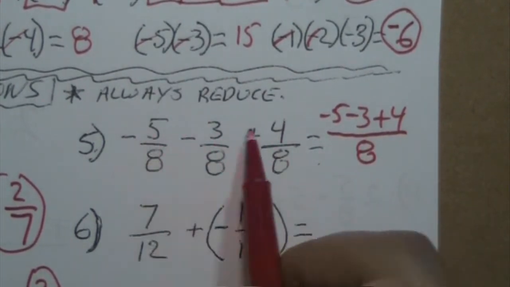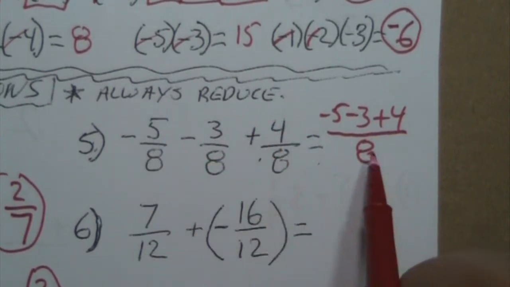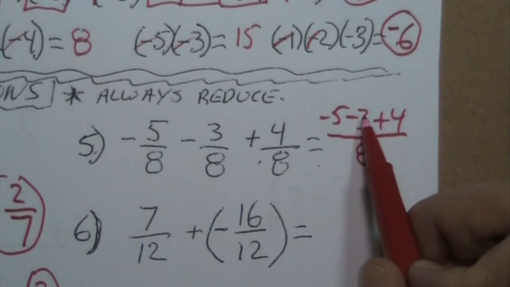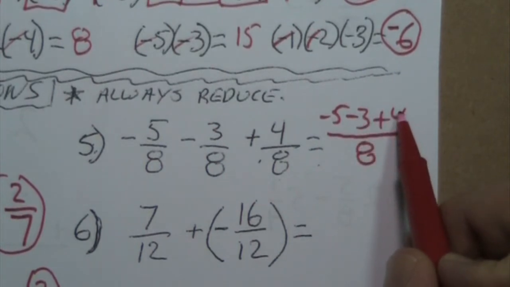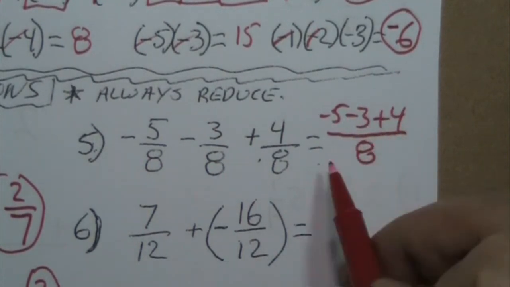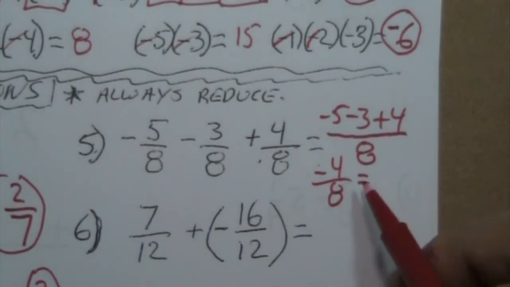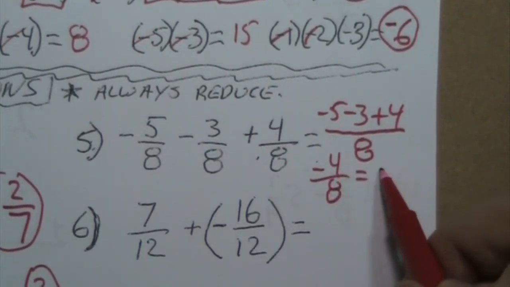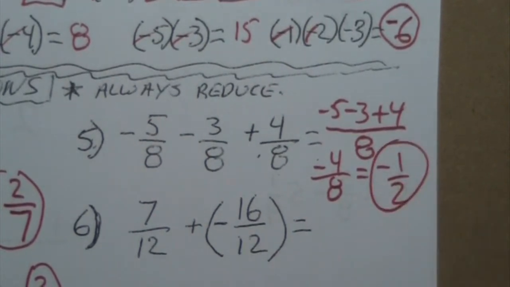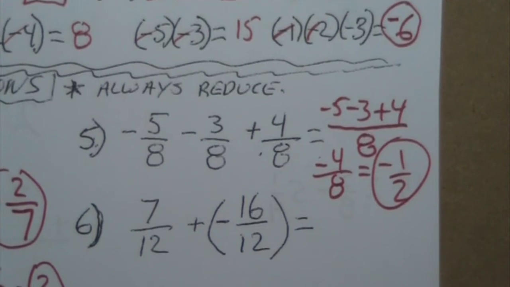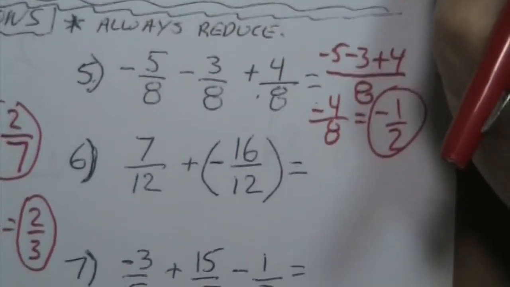So I can just add the top numbers, combine the numerators. Okay, so if I combine this, this is negative 8 plus 4. That would make negative 4. Negative 4/8, and that's just 1/2. Negative 1/2. Don't forget the negative. It would be wrong if you did.